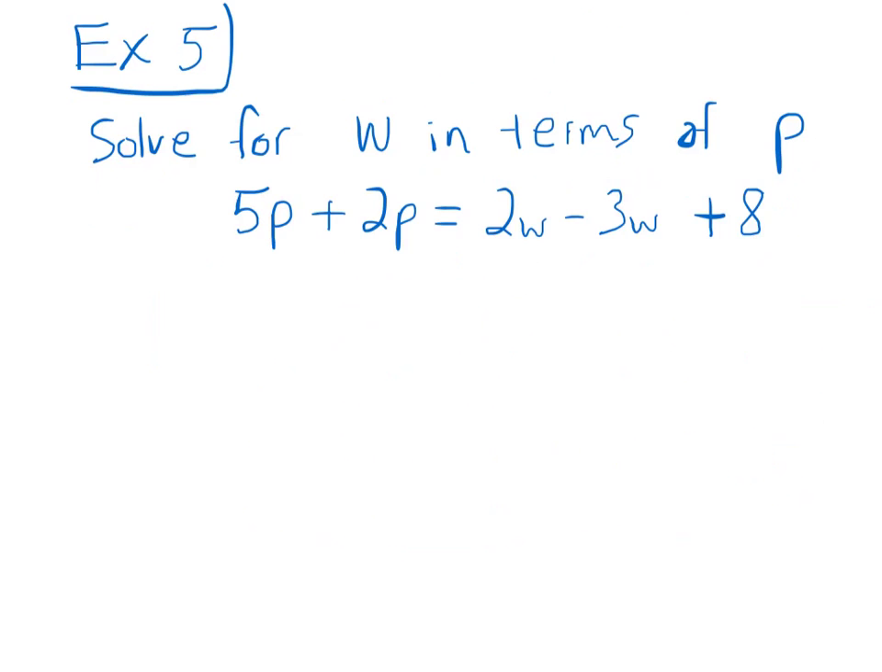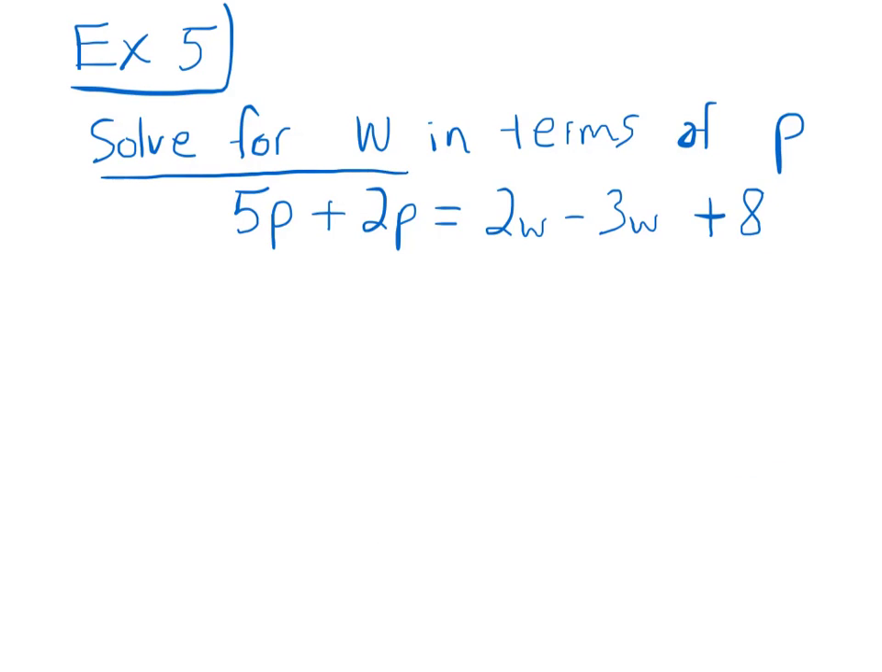Let's go on to it. Okay, this is the final example, example number 5. It says solve for w in terms of p. Okay, when I read this, all this wording can kind of be tricky, but just read and think about what you know. It says solve for w. How do I solve for w? I need to get w all by itself.